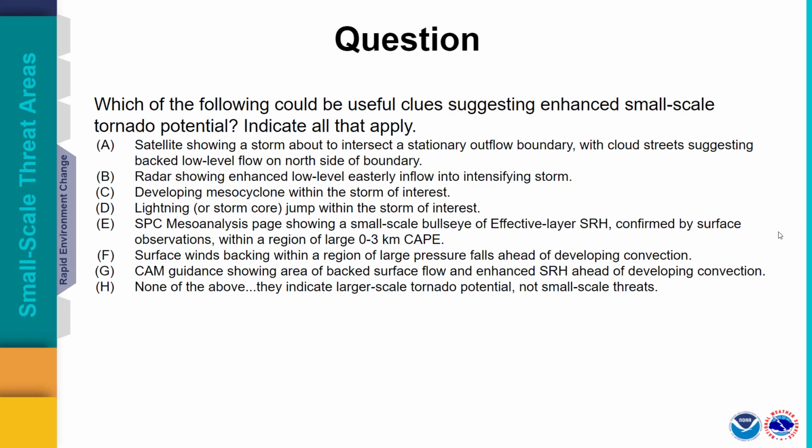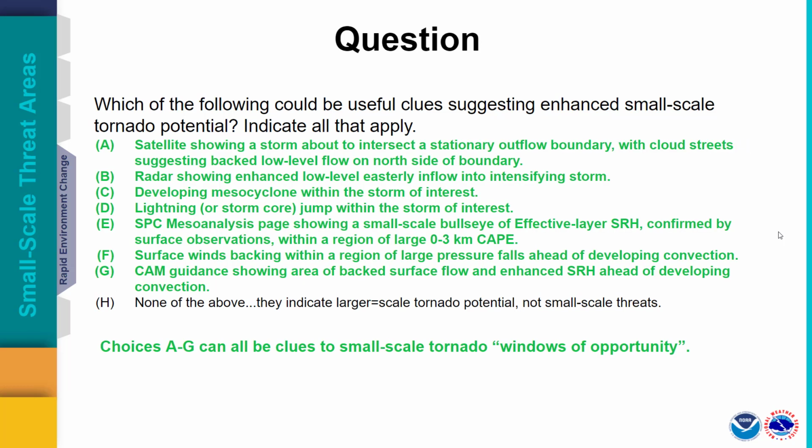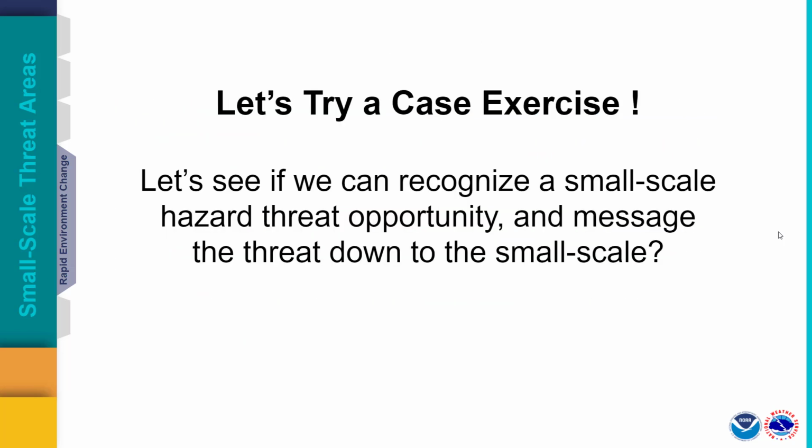Which of the following could be useful clues suggesting enhanced small-scale tornado potential? Choose all that apply. Pause the video if you need to answer this question. For this question, all of the answers, except for H, can be clues to small-scale tornado windows of opportunity. So let's try a case exercise and see if we can accurately target the small-scale threat.